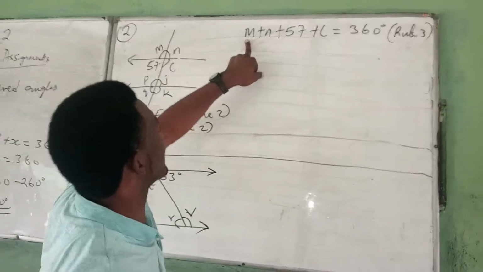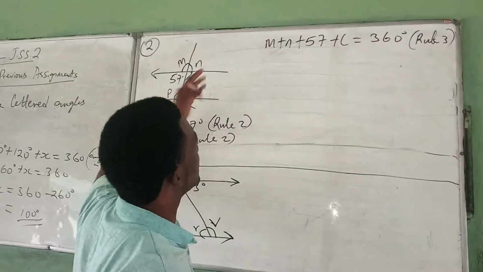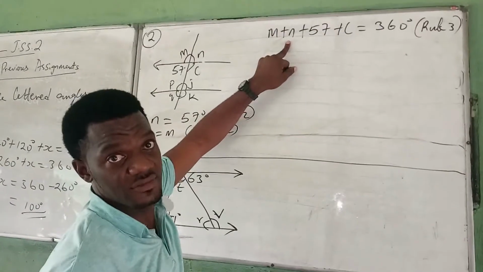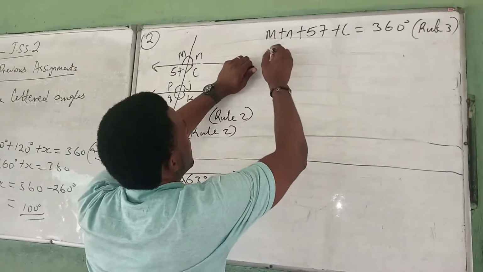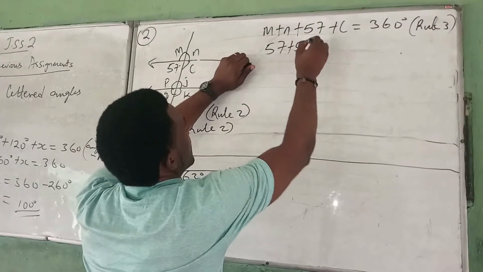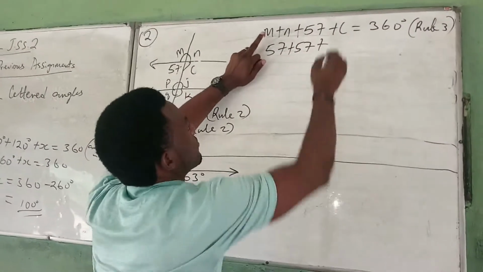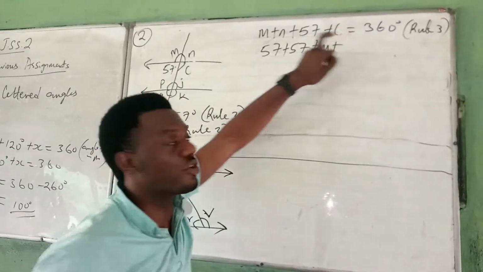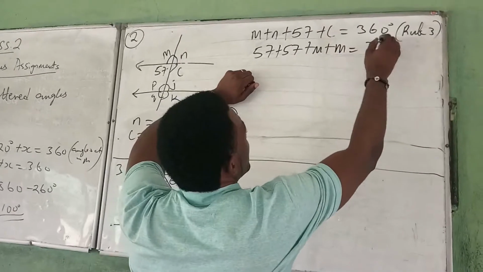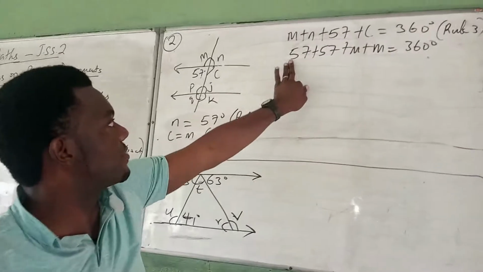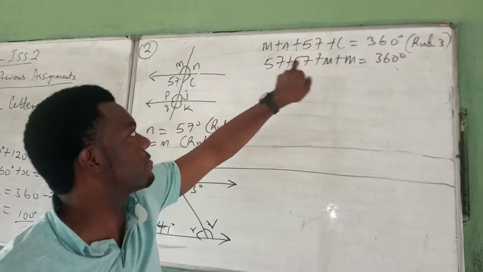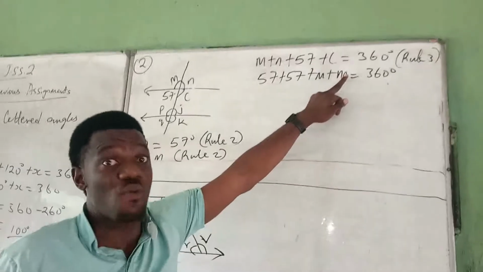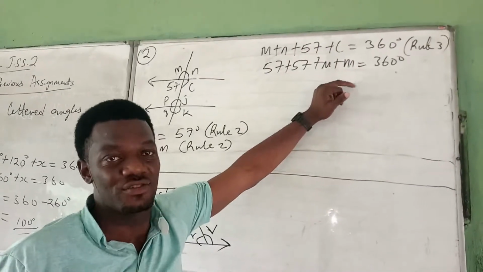So we know that M is equal to L. So we have 57, N is equal to 57, vertically opposite angles. So we can say 57 plus 57, then plus M, plus we can call L, M, because they are equal, vertically opposite. M equals 360 degrees. So we have 57, which is N, then 57 we have here, then we have M, then we have L. We have changed it to M because they are equal. We can say L plus M to make it easier.